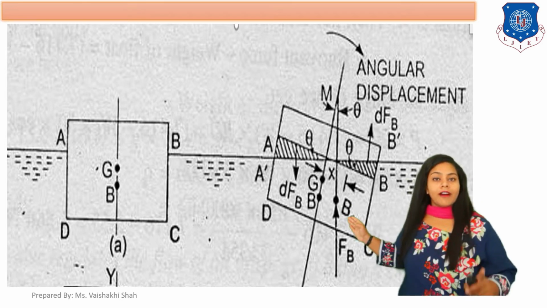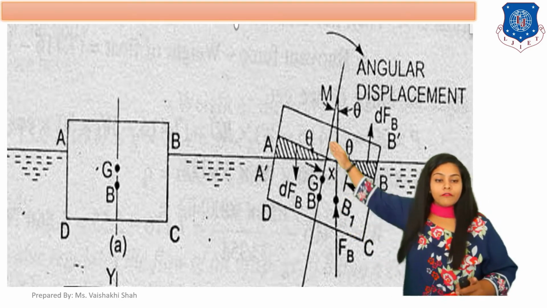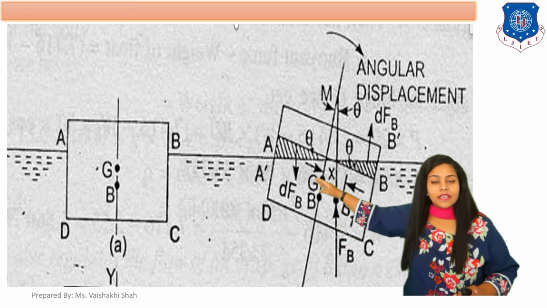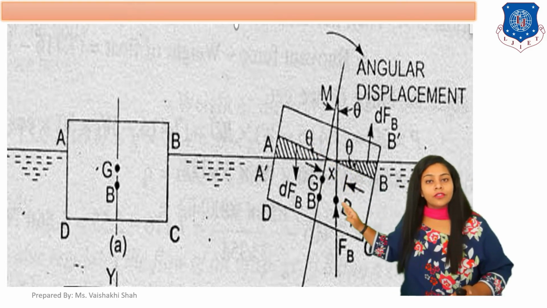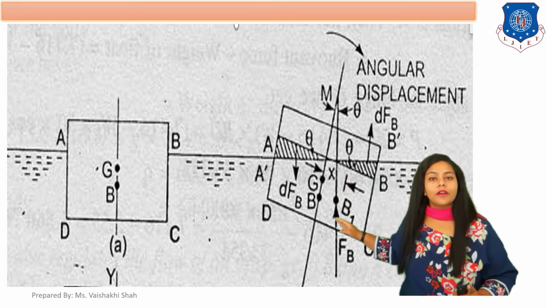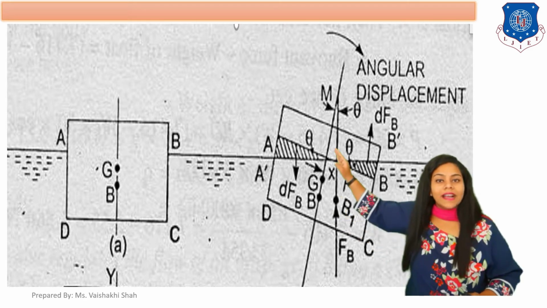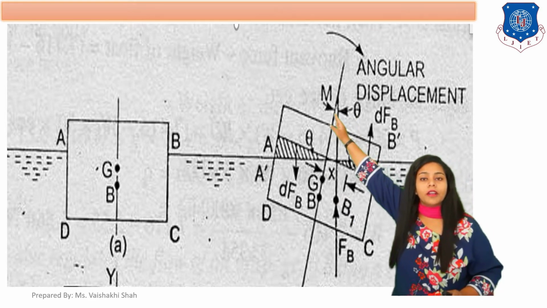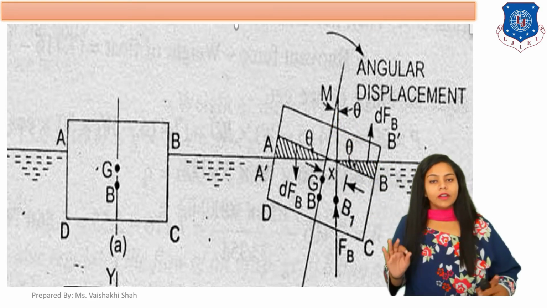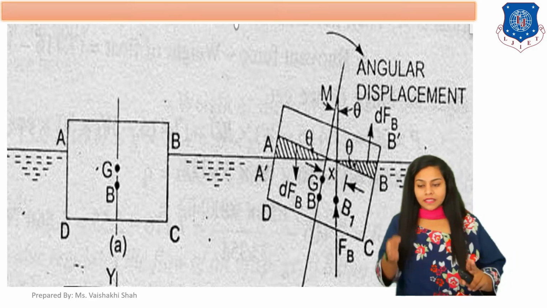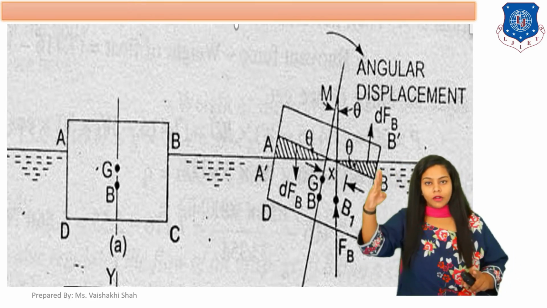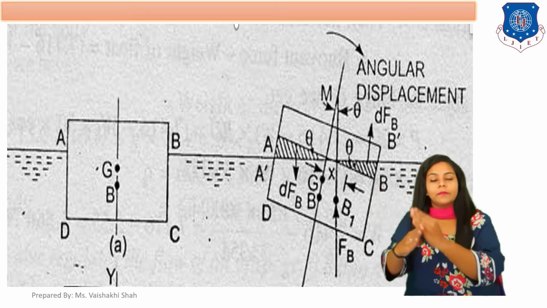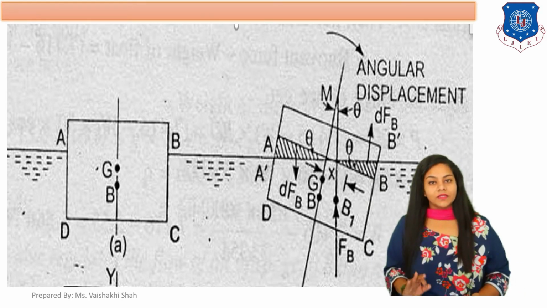And if you draw a line passing from B1, these are your normal axis and the line passing from the new center of buoyancy. Both lines intersect at point M. So M point is called the metacenter. There are two lines, one passing from the old center of buoyancy and second passing from the new center of buoyancy, and both intersect at the point which is called the metacenter.